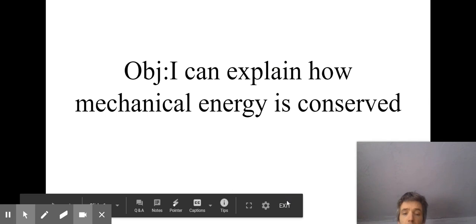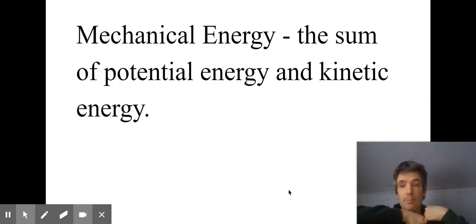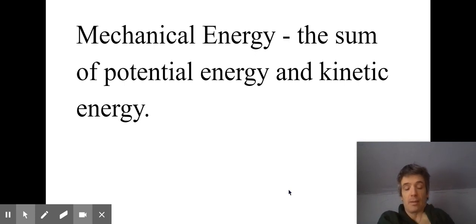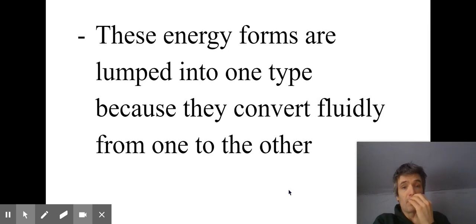The purpose of this is for you to be able to explain how mechanical energy is conserved. Now, mechanical energy, in a definition sense, is the sum of the potential and kinetic energy that an object has. Another way of putting this is it's the energy of an object due to its position or its motion. The reason these two things are often lumped into one is because potential energy and kinetic energy can often go right back to one another and transform from one into the other.